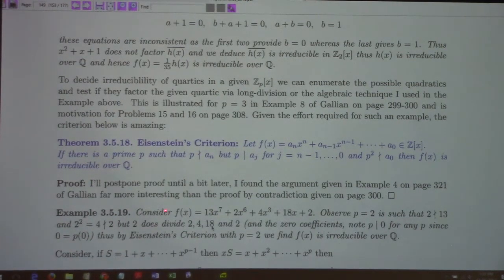For example, 13x to the 7th plus 2x to the 6th plus 4x cubed plus 18x plus 2. Look at the prime 2. 2 does not divide 13, but 2 divides this, this, this, and that. 2 squared does not divide 2. So by Eisenstein's theorem, this is irreducible over the rationals.